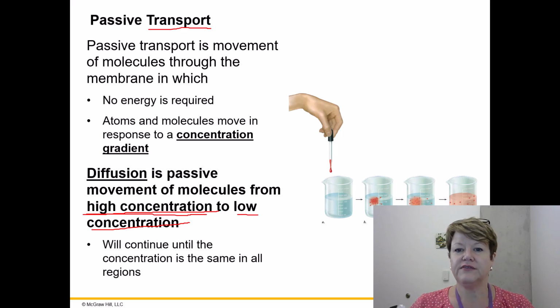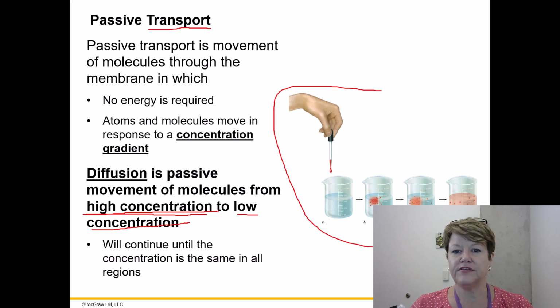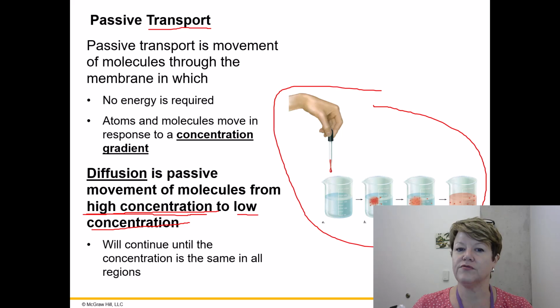Now, in the picture they give you here, there's no membrane. So this is just simply diffusion. If you drop red dye into a beaker of water, the dye, when it first enters the water, that's the area of high concentration, right where the dye is. But very quickly it will move out in all directions because the pure water is the area of low concentration of dye. And eventually it will be equally distributed in the water.